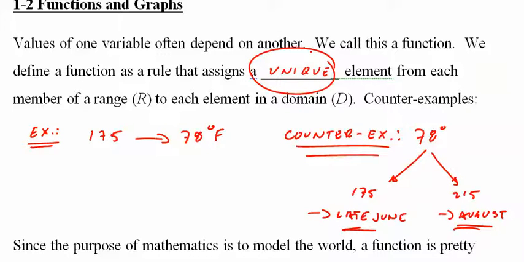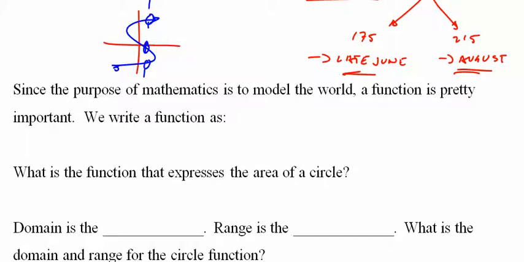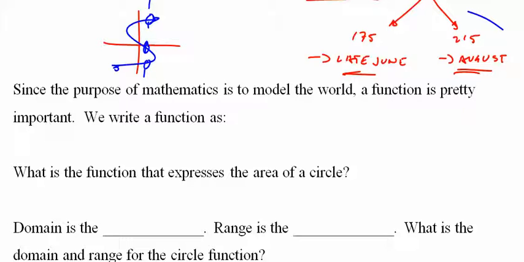You can do a vertical line test and look at something, and if you graph it and it's looking like this, you do the vertical line. No, this is not a function because it hits more than once. So functions are pretty important. We're trying to model the world. If I can model something and it gives me good data, then great, that's a function. If I model something like this and it doesn't give me good data, then not so good.